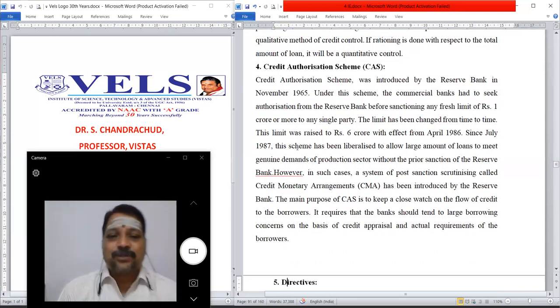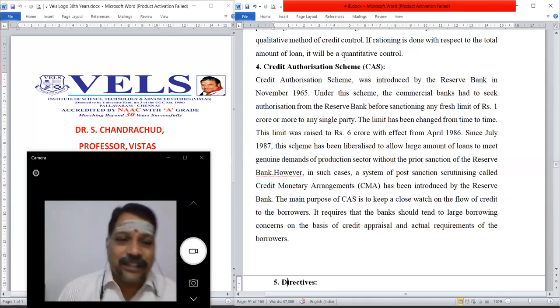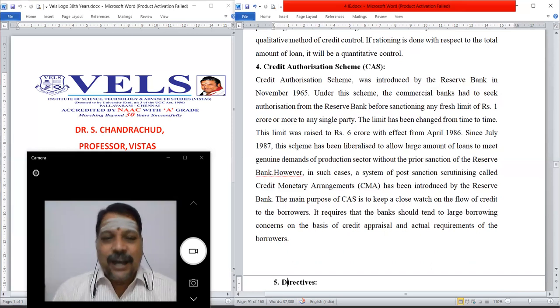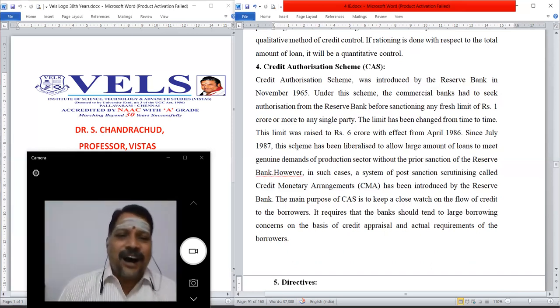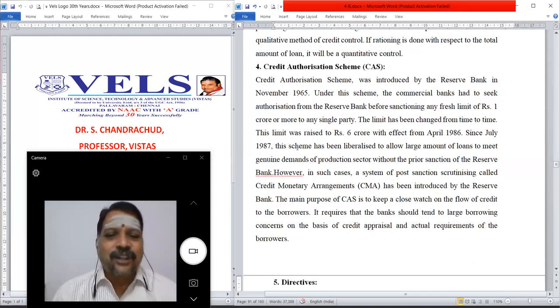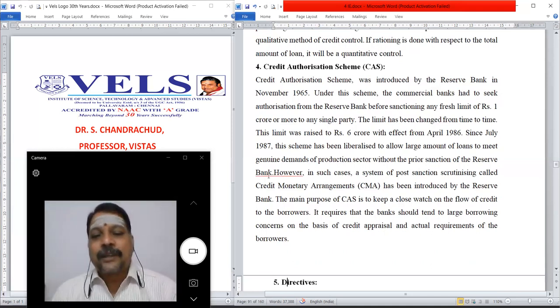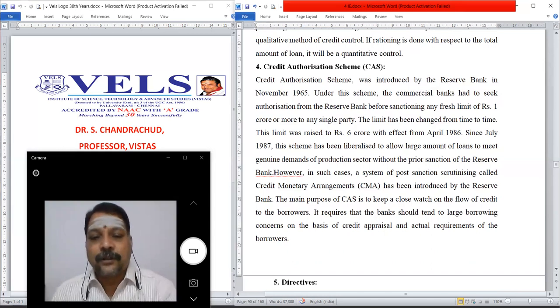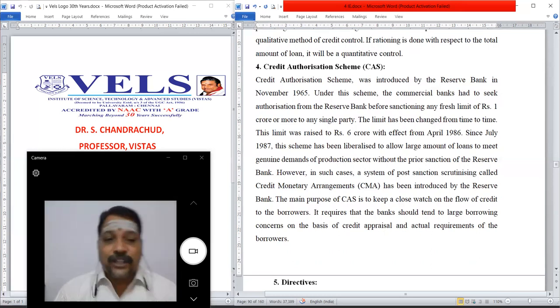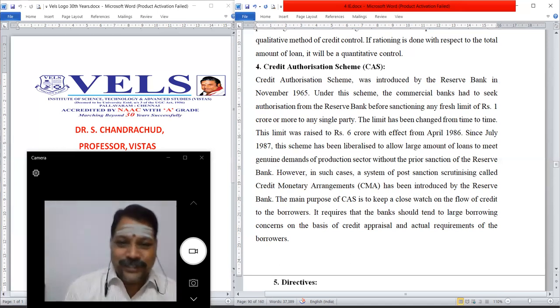The limit was raised to 6 crores with effect from April 1986. Since July 1987, this scheme has been liberalized to allow large amounts of loan to meet the genuine demand of the production sector without prior sanction of the Reserve Bank. However, in such cases, a system of post-sanction scrutiny called Credit Monitoring Arrangement (CMA) has been introduced by the Reserve Bank.